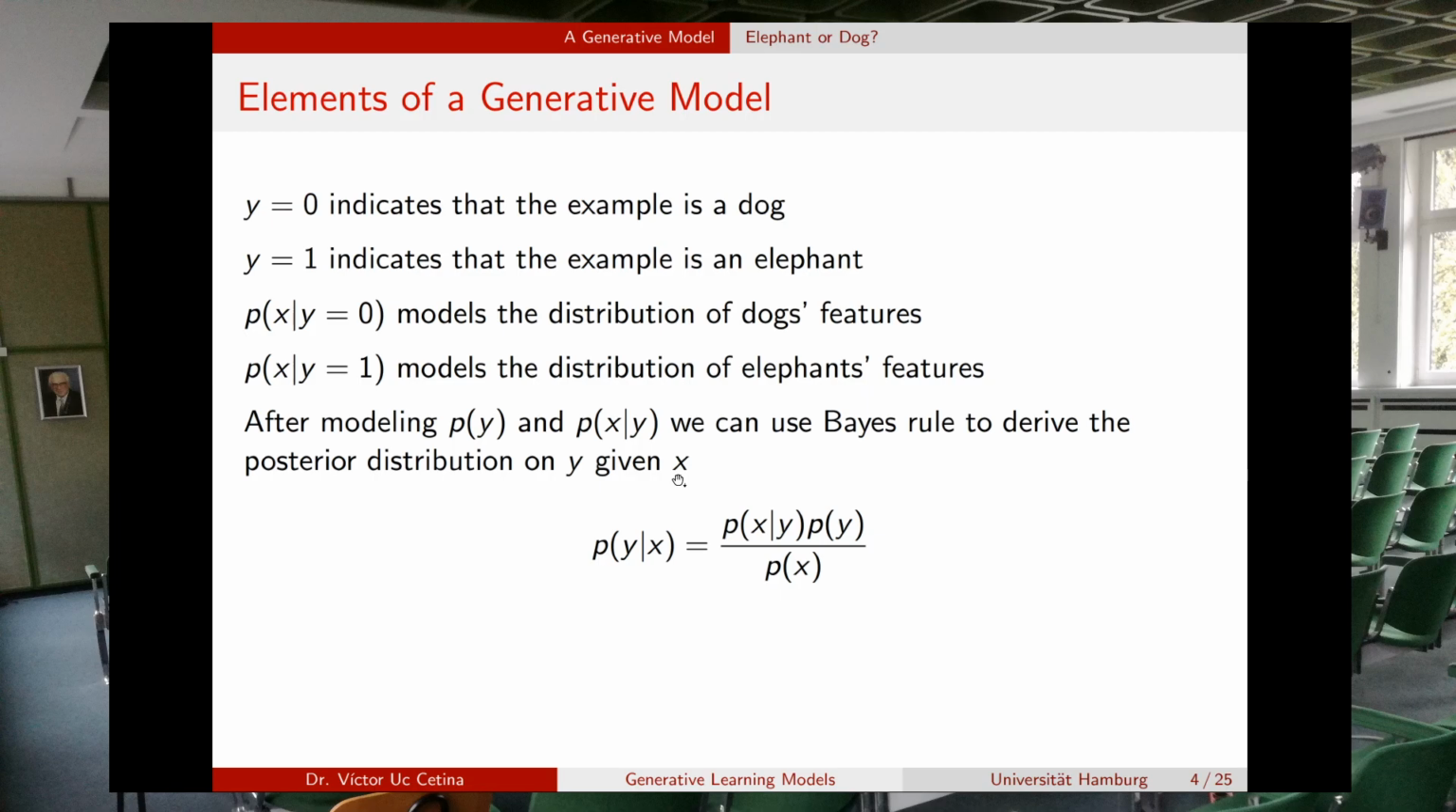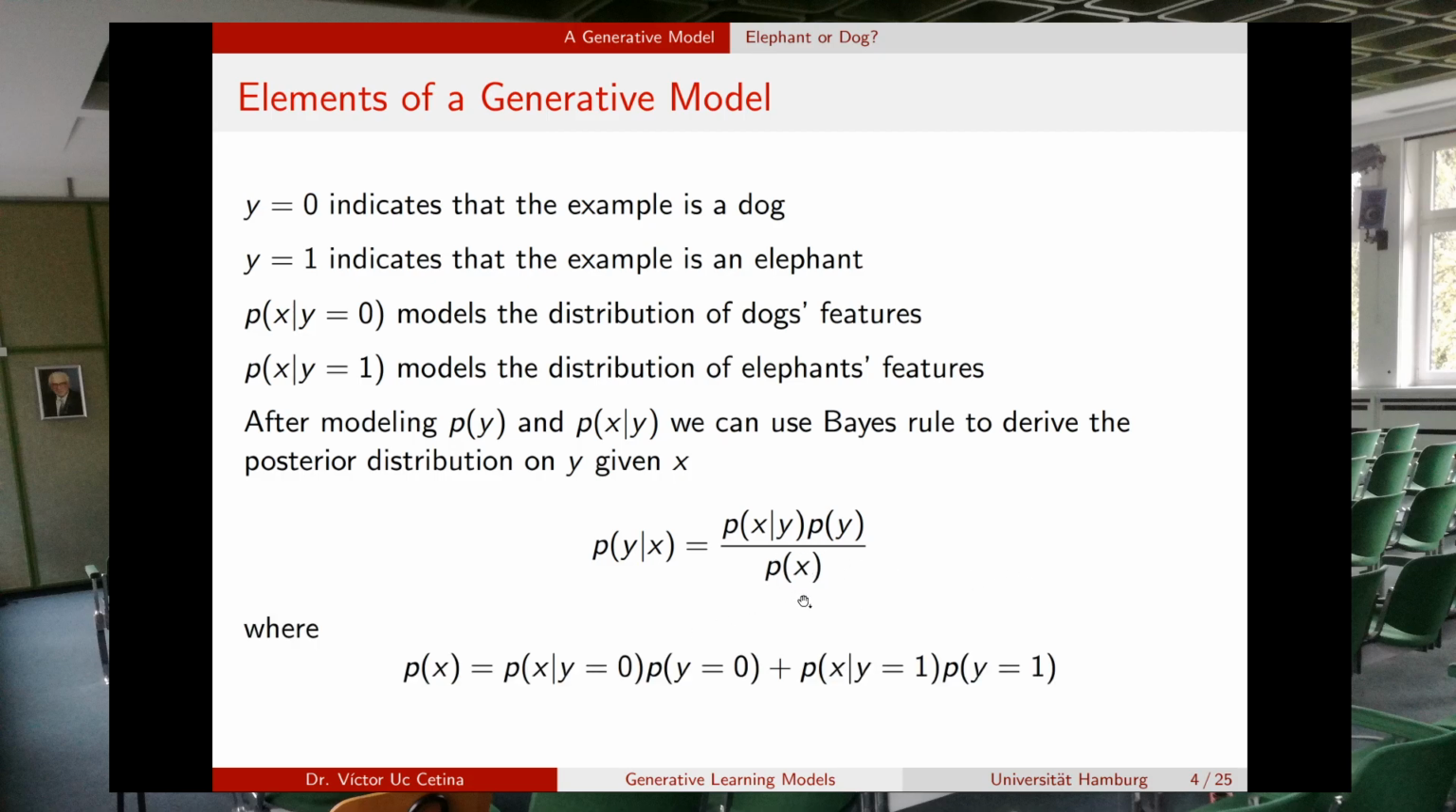So suppose that you have a new animal with some features x, and you want to classify this animal. Then you will need to compute the probability that that animal is a dog, so the probability of y equals 0 given the current features of the animal, and you will compute it with this. And then you will need to evaluate the probability that y equals 1, so that the animal is an elephant, given the same features. And these two results, you just need to check them and see which one is the largest one to make a decision.